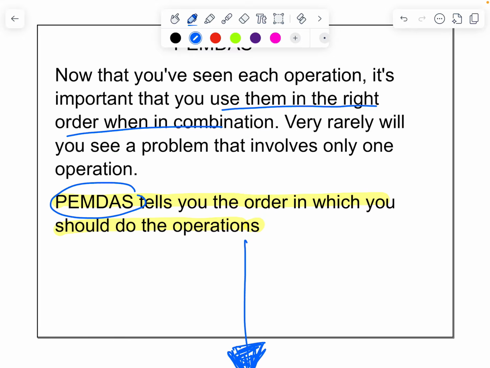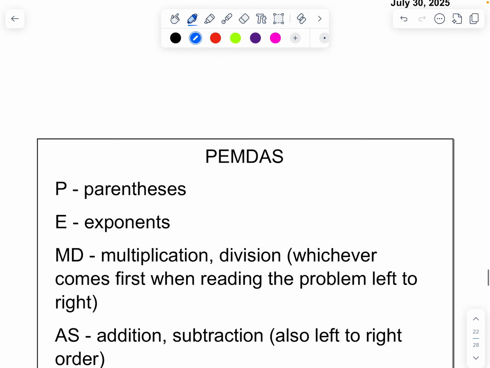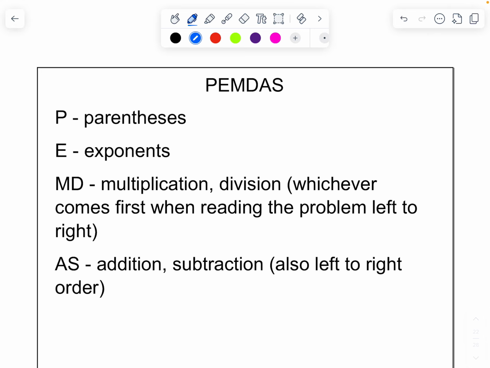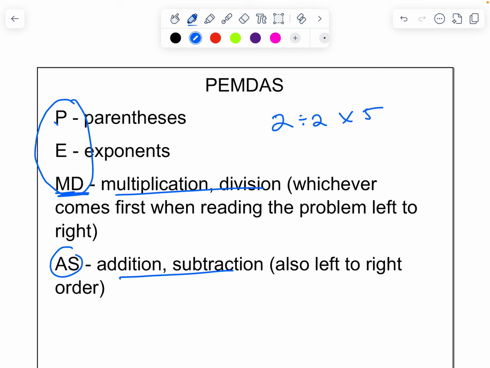And here's what PEMDAS stands for. It's a mnemonic device. P is for parentheses, E is for exponents, M and D are for multiplication and division, AS is for addition and subtraction. That's PEMDAS. Now, multiplication, division, addition, subtraction, it doesn't mean that we have to do multiplication before division. It's just whichever one we get to first. So if I had 2 divided by 2 times 5, I'm going to do the division first because that's the one I get to first in the problem.